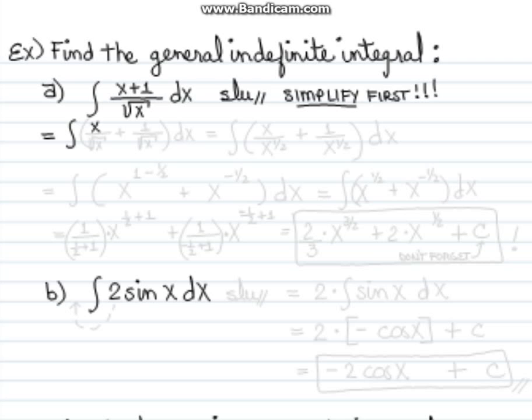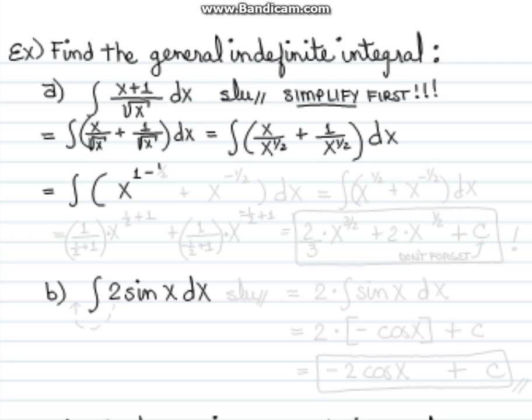A fraction's just too confusing for us, so we separate the numerator over the common denominator. And then we are able to work individually on x over x to the 1 half plus 1 over x to the 1 half. Write them in exponential form, so we have x to the 1 minus 1 half plus x to the minus 1 half, which simplifies further to x to the 1 half plus x to the negative 1 half.